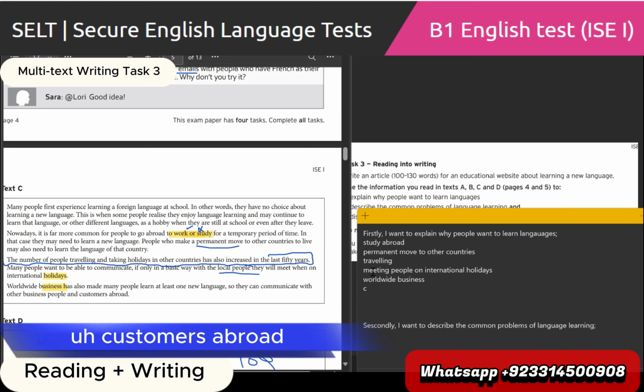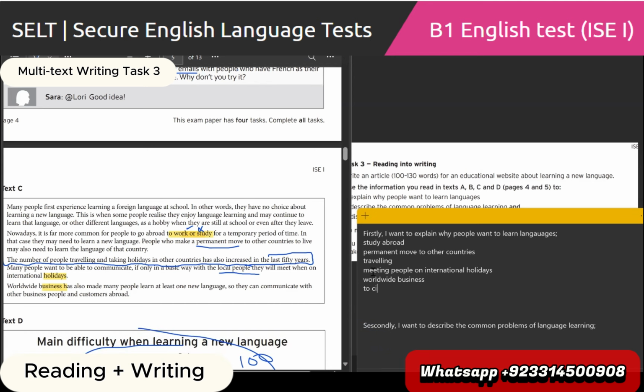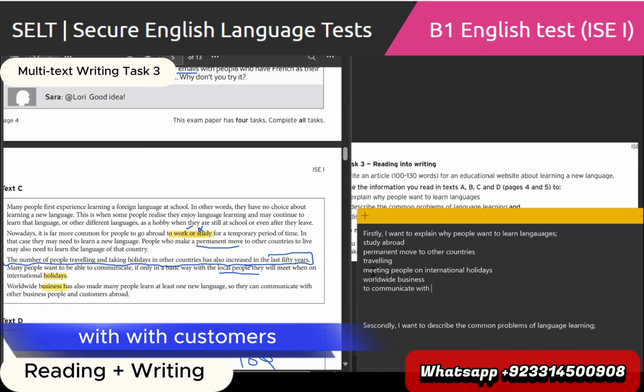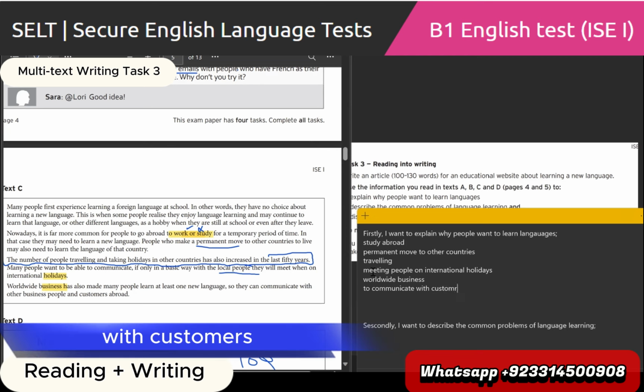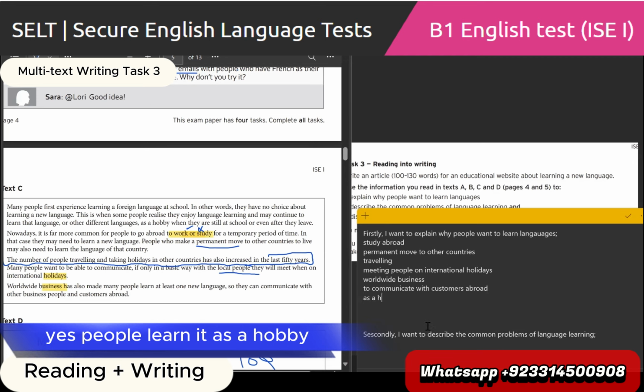Customers abroad. Communicating with customers, or you can also write to communicate with. Let me write in here to communicate with customers. Customers abroad. Okay. Anything else? As a hobby. People learn it as a hobby also. Who is reading this? Yes. People learn it as a hobby. Okay, more.